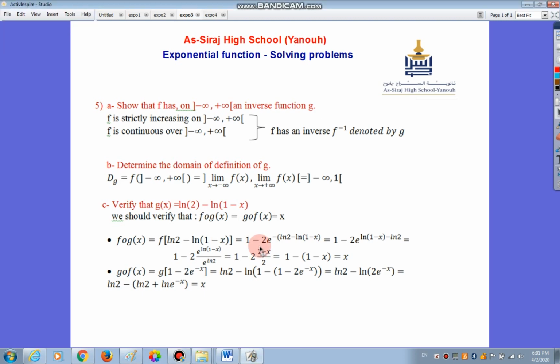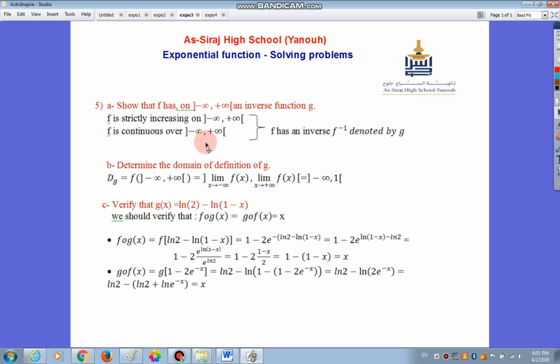Hello everybody. Now we are going to continue our problem with part 5. Show that f has an inverse function g on minus infinity to plus infinity. As you know, to prove that a function has an inverse, this function should satisfy two conditions. The first condition, it should be strictly increasing or strictly decreasing on its domain. Second, f should be continuous on its domain.